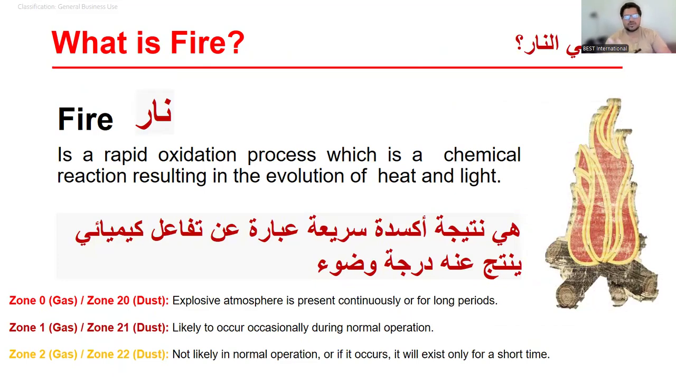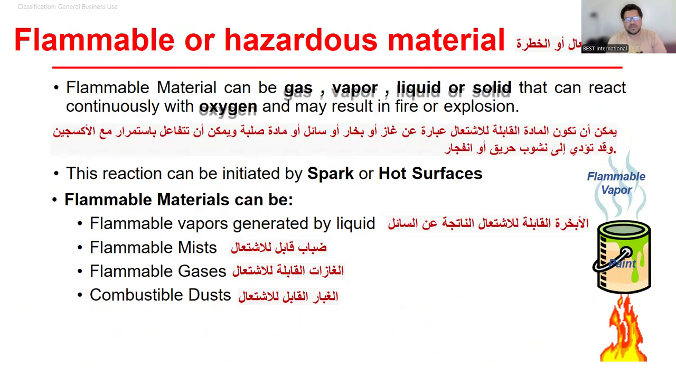Okay, since I asked you, I'm sure some of you will have commented already, but bear in mind, fire means it's a rapid oxidation process, which is a chemical reaction resulting in the evolution of heat and light. That's called fire. Now, what is the fire triangle, or what is a flammable material, or flammable mist, or gases and dust? There could be flammable materials, maybe gas, vapors, liquid, or solid, and they can react continuously with oxygen and may result in fire or explosion.